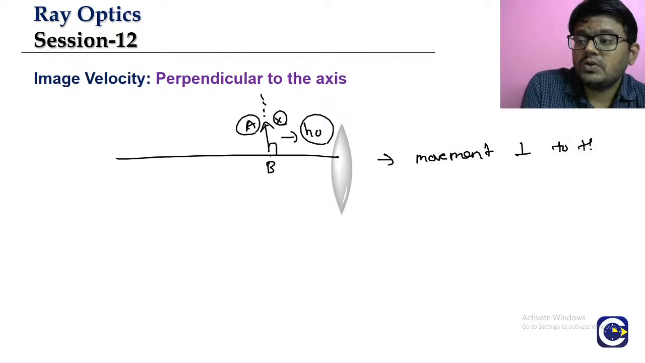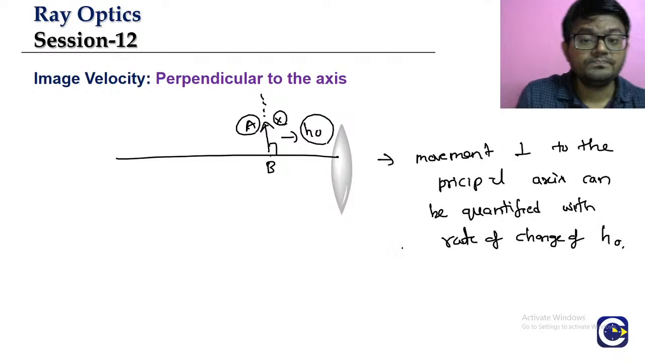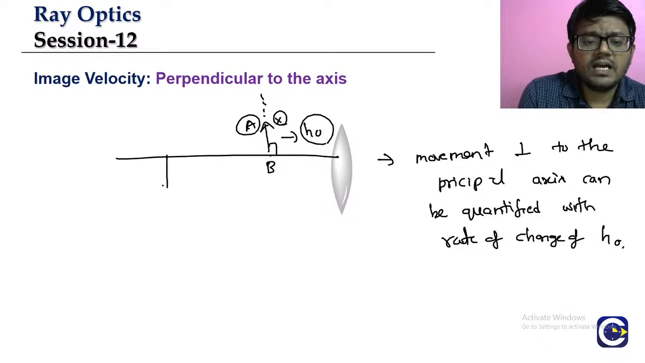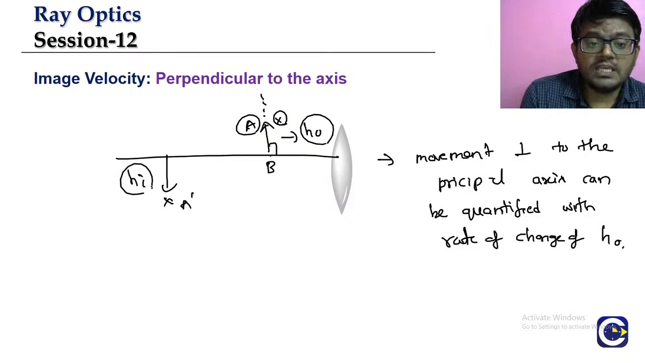But the movement perpendicular to the principal axis, how can we quantify it? With the rate of change of HO. In the same way, we may have the corresponding image formed somewhere. It may be inverted, it may be erect. We are not discussing the nature. The movement of the image perpendicular to the principal axis can be quantified by the height of the image. But we already have a relation between them.